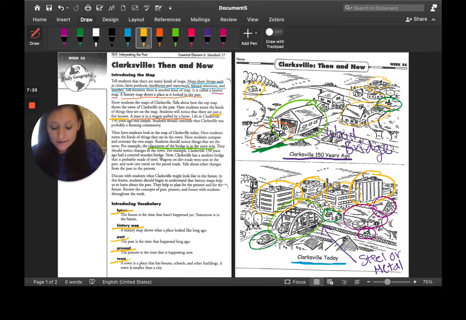Lastly, our last vocab word is town. A town is a place that has houses, schools, and other buildings. A town is smaller than a city. All right, and that's where we're going to end today for our social studies lesson.